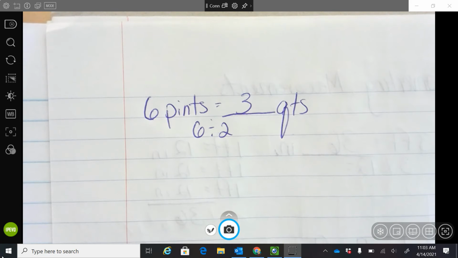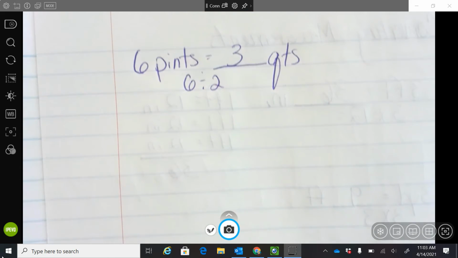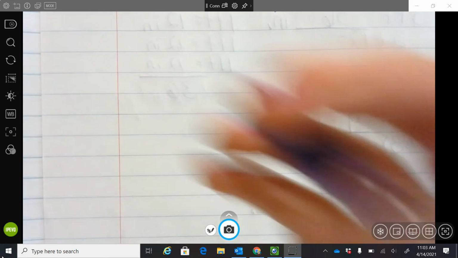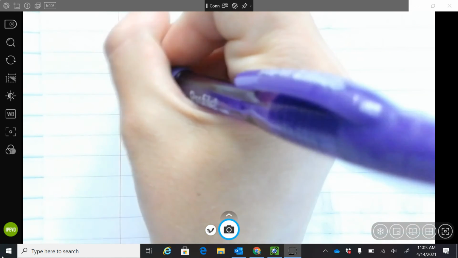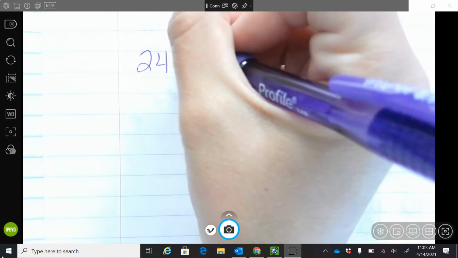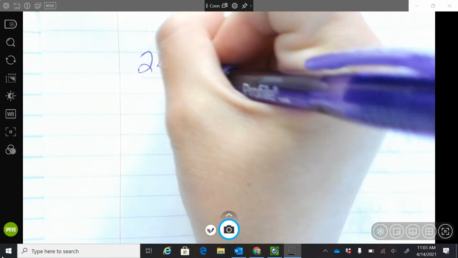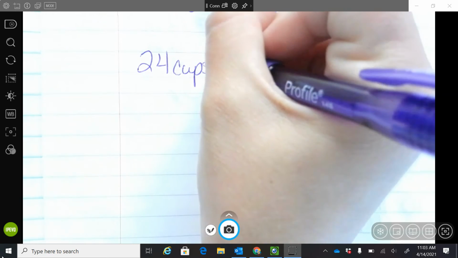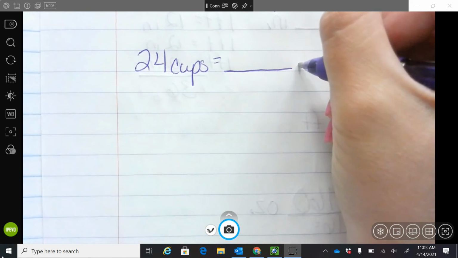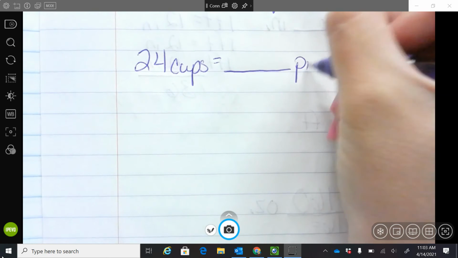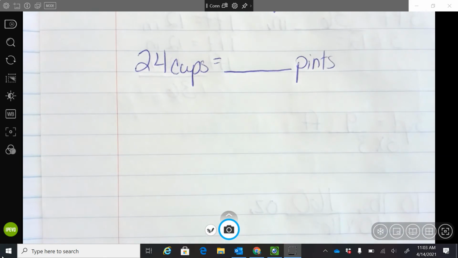So here's another example, guys. What if you were making a recipe for all of 4th grade, and it calls for 24 cups of sugar, and your mom asks, okay, you need 24 cups, but how many pints is that?